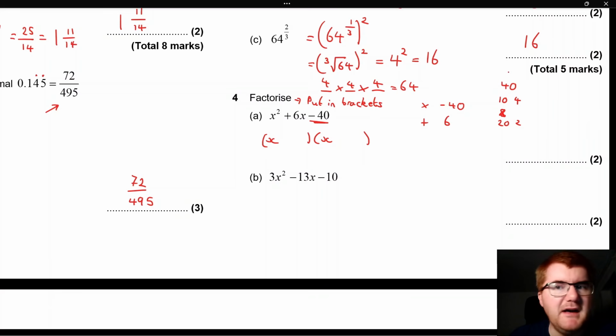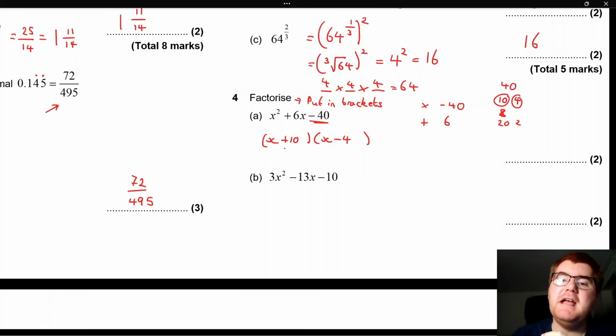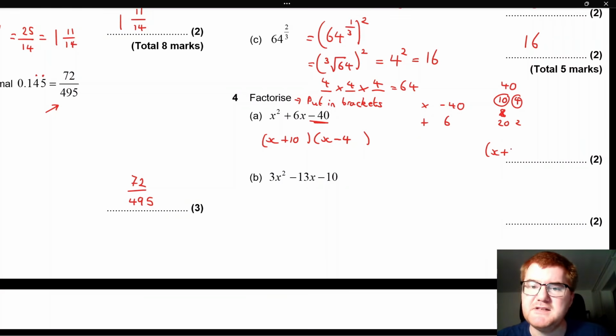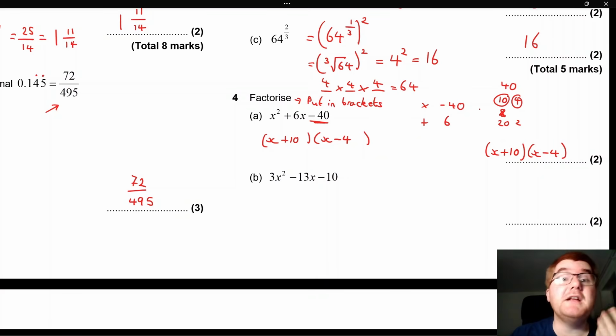And the first thing that comes to mind here is I see 10 and 4. I go, okay, I can modify these to get a 6 out of it. So if I have 10 and minus 4, so plus 10 minus 4, then 10 minus 4 is 6. That's good. 10 times minus 4 is minus 40, and we're good. So we have our answer, x plus 10 and x minus 4. Again, you can always use FOIL to actually check that you do get the quadratic afterwards.